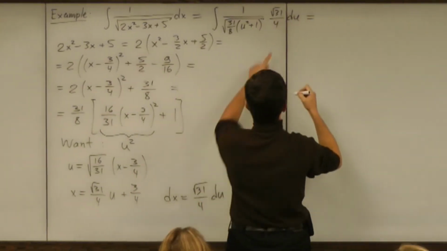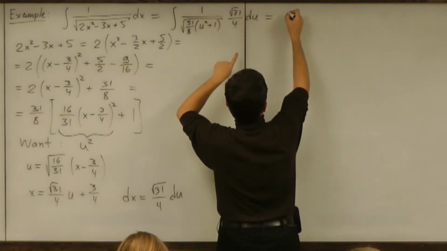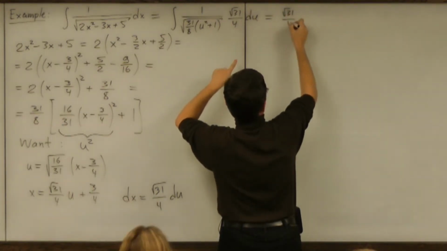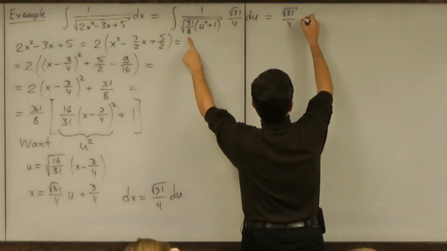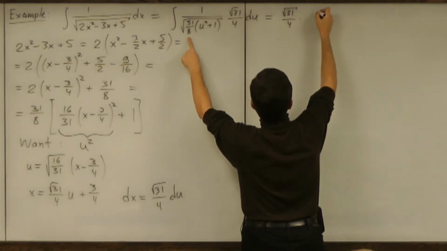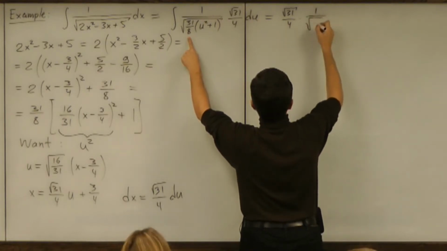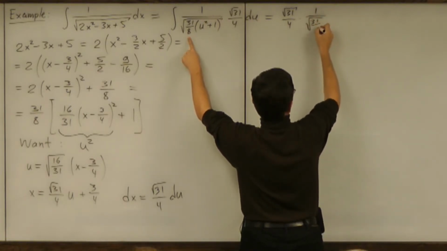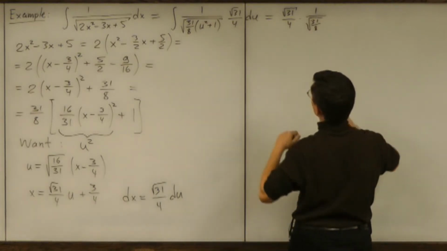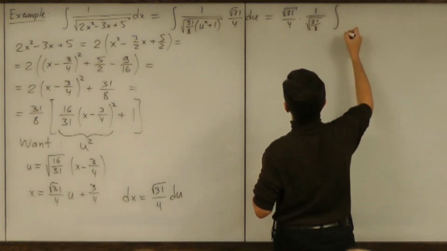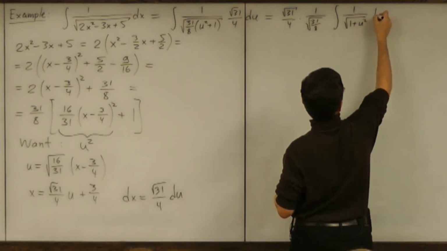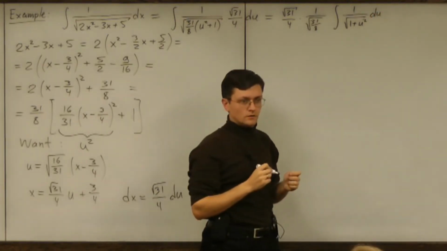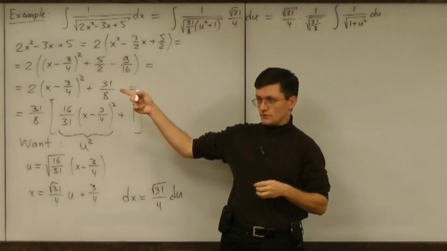And now I can pull out those constants. Square root of 31 over 4 from du, and 1 over square root of 31 over 8 from the integrand. And what I have left is 1 over square root of 1 plus u squared du. And this is exactly the time to make a trigonometric substitution.